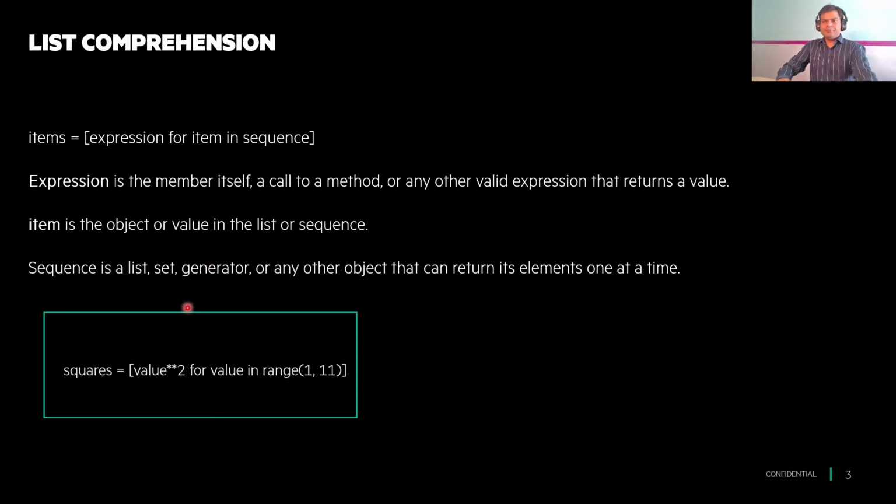In this example, we can see that we are running the for loop from 1 to 11. Whatever value we are getting from the range, it is in the value, and we are just using the value in our expression. And in this example, we are just doing the power 2 of the value. So at the end of this comparison, we'll get a nice, beautiful list with the power of numbers between 1 to 10, or 1 to 11.